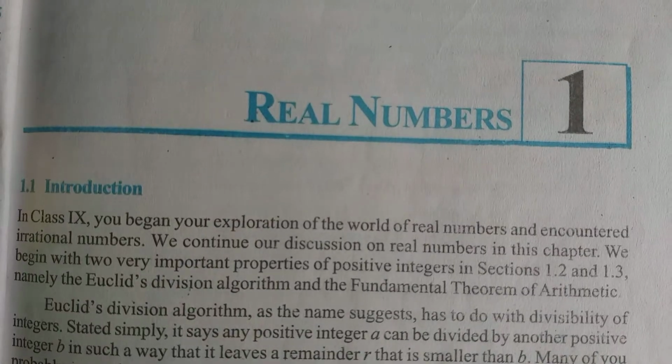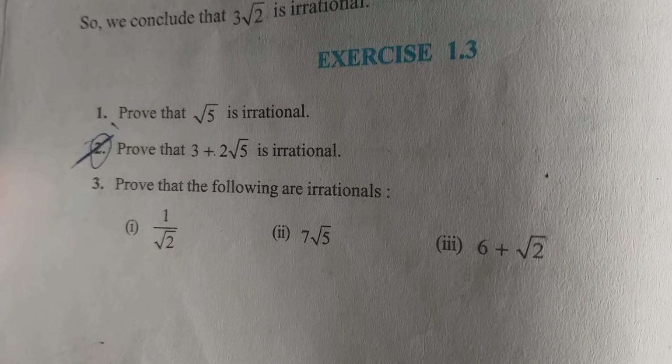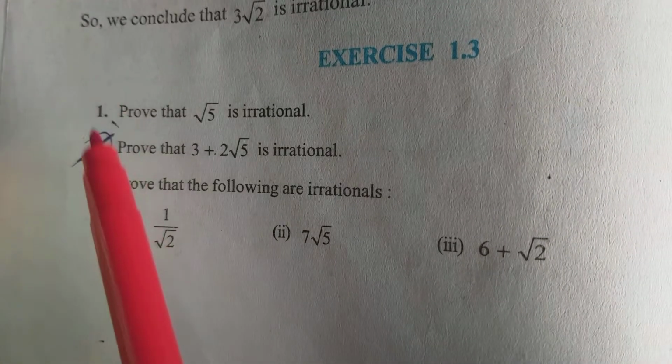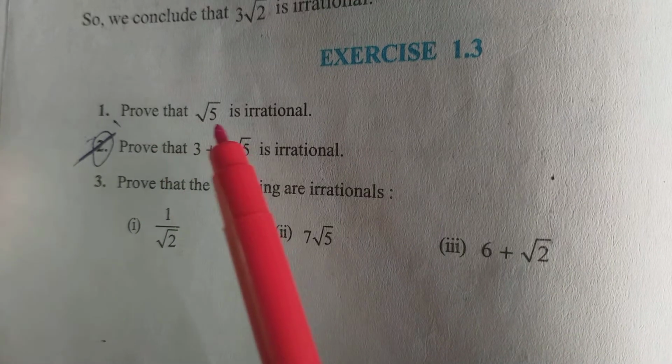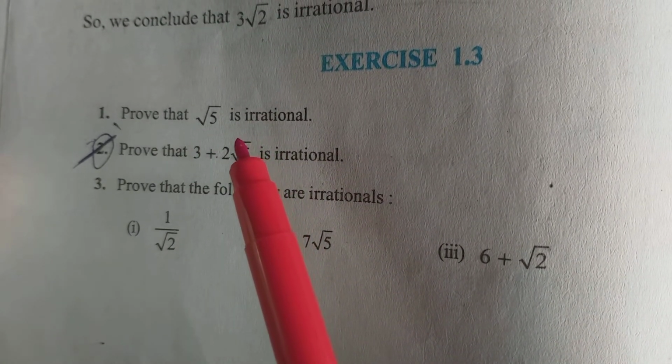In this class, we are going to learn Real Numbers, first chapter, exercise 1.3. Chapter number 1, exercise number 1.3. Here you can see the first problem: prove that root 5 is irrational. Root 5 irrational, so this is a very important problem.